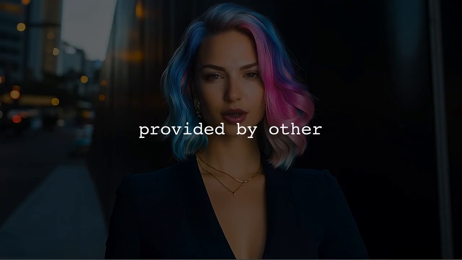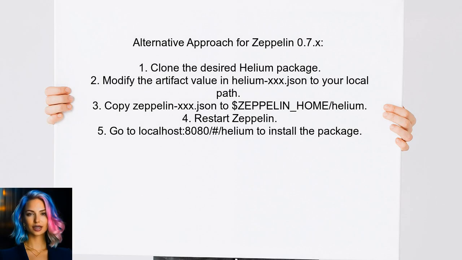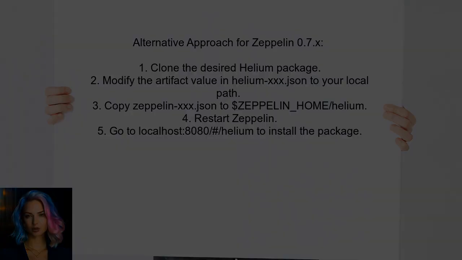Now, let's look at the answers provided by other users. An alternative approach for using the Helium framework in Apache Zeppelin is provided by a user. For Zeppelin version 0.7, you need to manually install each package since it doesn't support the online registry. First, clone the desired Helium package. Then, modify the artifact value in the Helium JSON file to reflect the absolute path on your local machine. Next, copy the modified JSON file into the Zeppelin Helium directory and restart Zeppelin. Finally, visit the Helium page to install the package.